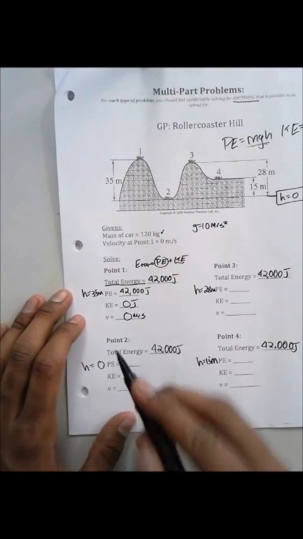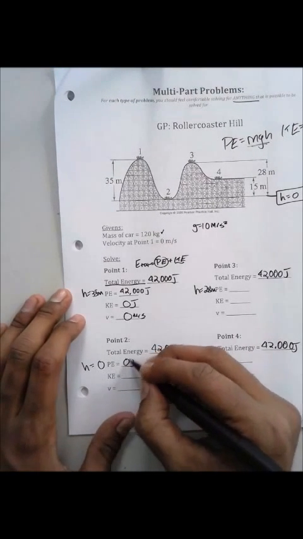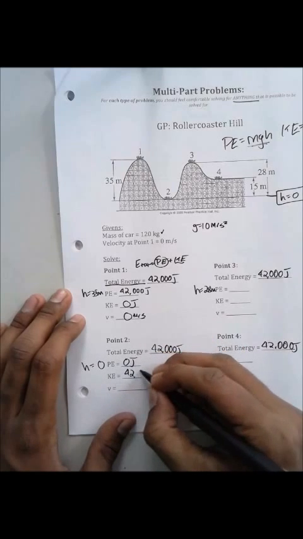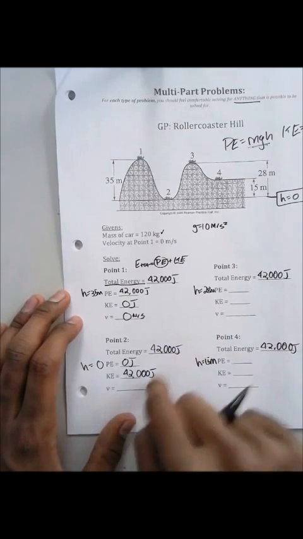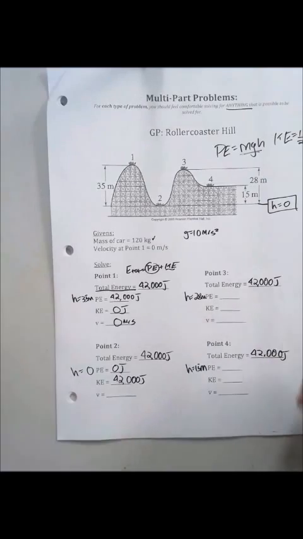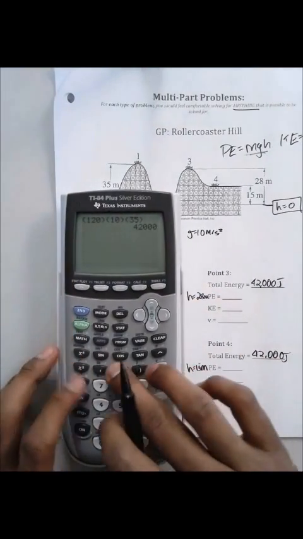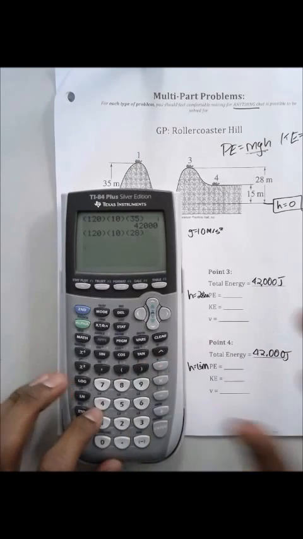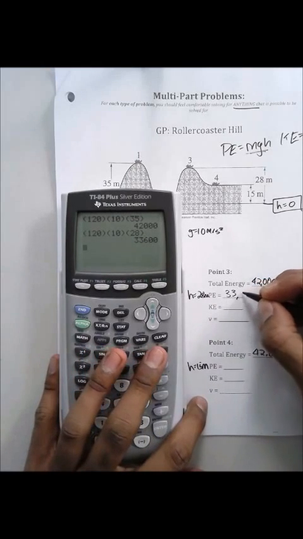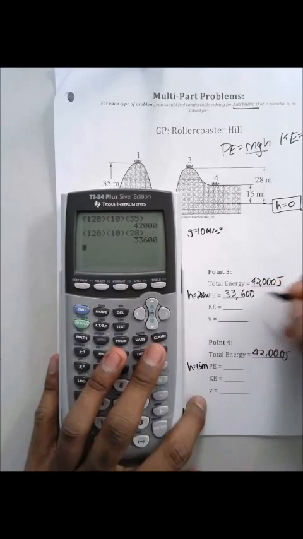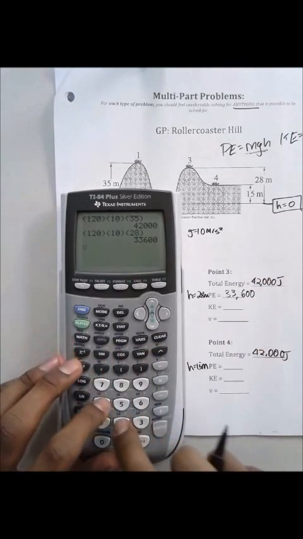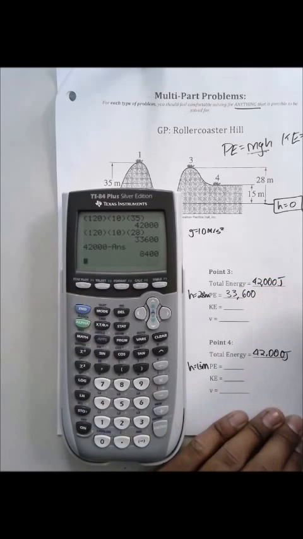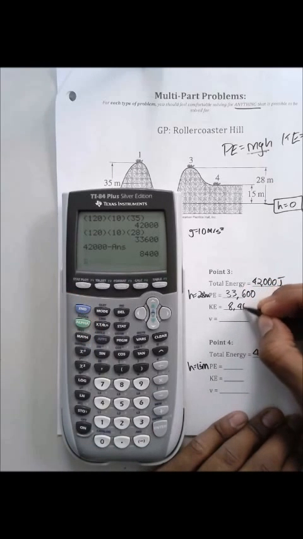Point 2 is pretty easy, because if the height is 0, then the potential energy has to be 0. That means that all of the total energy here goes into the kinetic energy. I'm just going to fill out the easiest things first and then move on. We know the potential energy here has to be mgh again, so 120 times 10, but now the height isn't 35, rather it's 28. So the potential energy here is 33,600. Kinetic energy has to be the difference, so 42,000 minus that, so the kinetic energy has to be 8,400 joules.